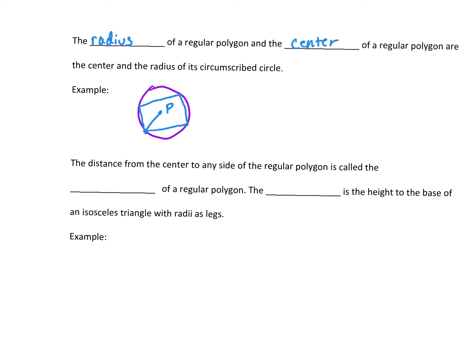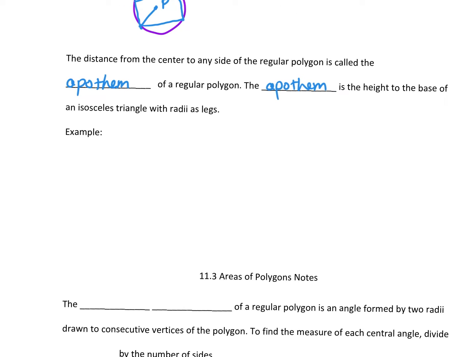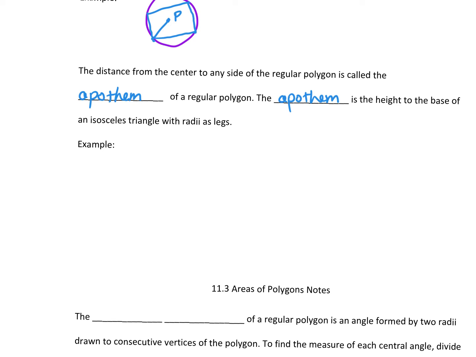Next, the distance from the center to any side of a regular polygon, we call that the apothem. The apothem is also the height of the base of the isosceles triangle inside that circle. So coming back to my square right here, and inside here's the center. From here to here, this part right here is the apothem. If we call this P and we call this Q, PQ is the apothem.